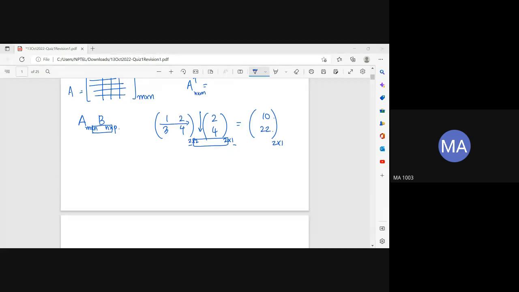What is the determinant of a matrix? How do you find the determinant of a matrix? Can we find the determinant of all matrices? Only square matrices. Yeah, so the matrix has to be a square matrix first of all.